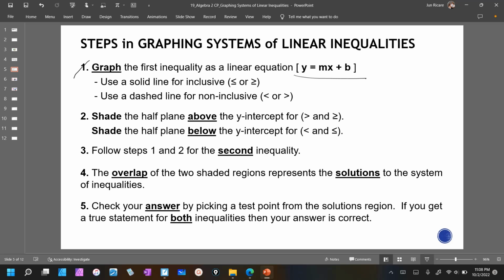We use a solid straight line if it's an inclusive symbol, like less than or equal to and greater than or equal to. We use a dashed line if it's non-inclusive. Now this is very important. Shade the half plane above the y-intercept if it's greater than or equal to. Next, we shade the half plane below the y-intercept if it's less than or equal to. And then we do that for the second inequality.